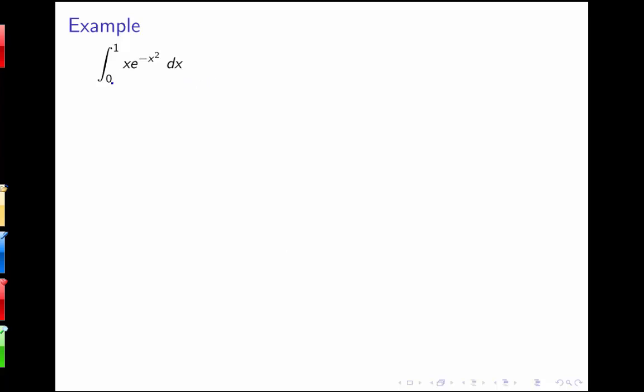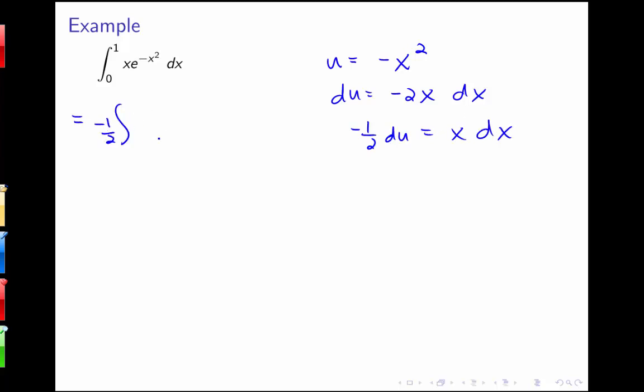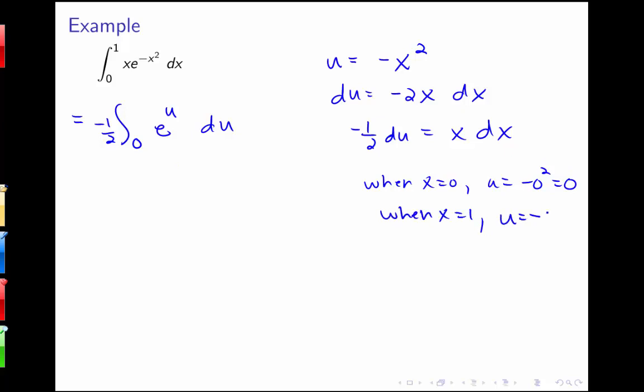So here we've got the integral from 0 to 1 of x e to the -x squared dx. So we would let u be -x squared. So du would be -2x dx. So I'd have -1/2 du equals x dx. So x dx is this -1/2 du, and then I have e to the u. When x is 0, u is -0 squared, which is just 0, so that one stays the same. When x is 1, u is -1 squared, or -1. Okay.